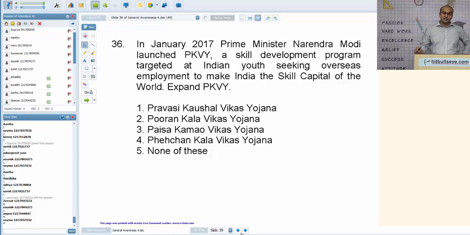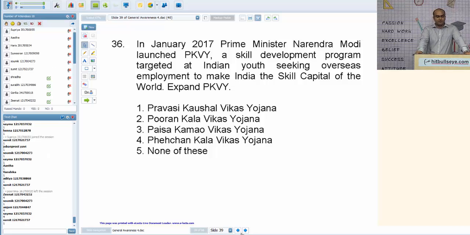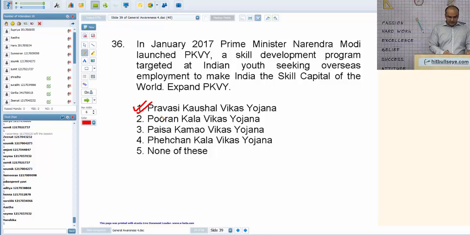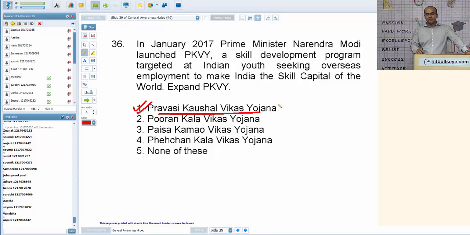Next, in January 2017, Prime Minister Narendra Modi launched PKVY, a skill development program targeted at Indian youth seeking overseas employment to make India the skill capital of the world. So what is the full form of PKVY? So again, most of you are getting this answer correct. Pravasi Kaushal Vikas Yojana. Pravasi of course stands for expatriate or NRI in simpler language. Kaushal means skill, Vikas means development. So NRI skill development, Yojana of course stands for scheme.